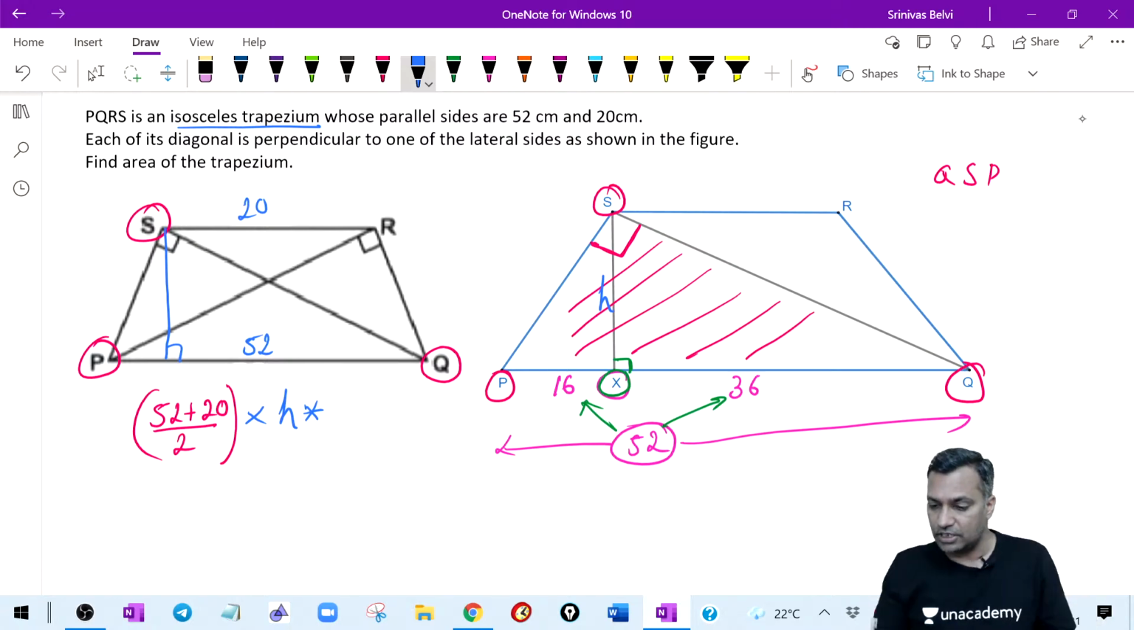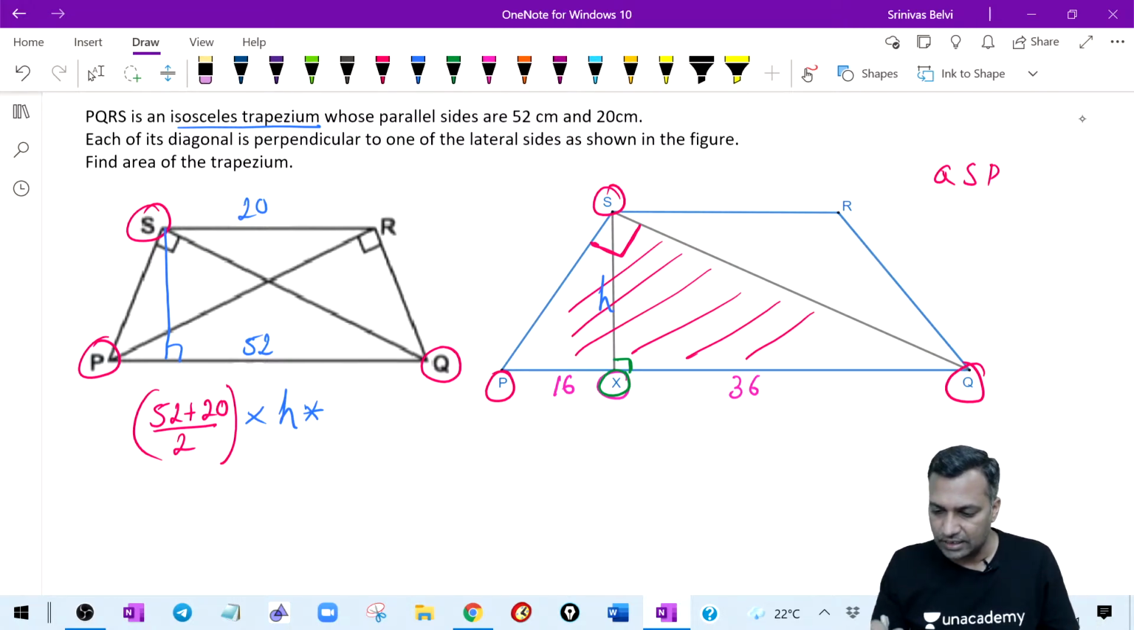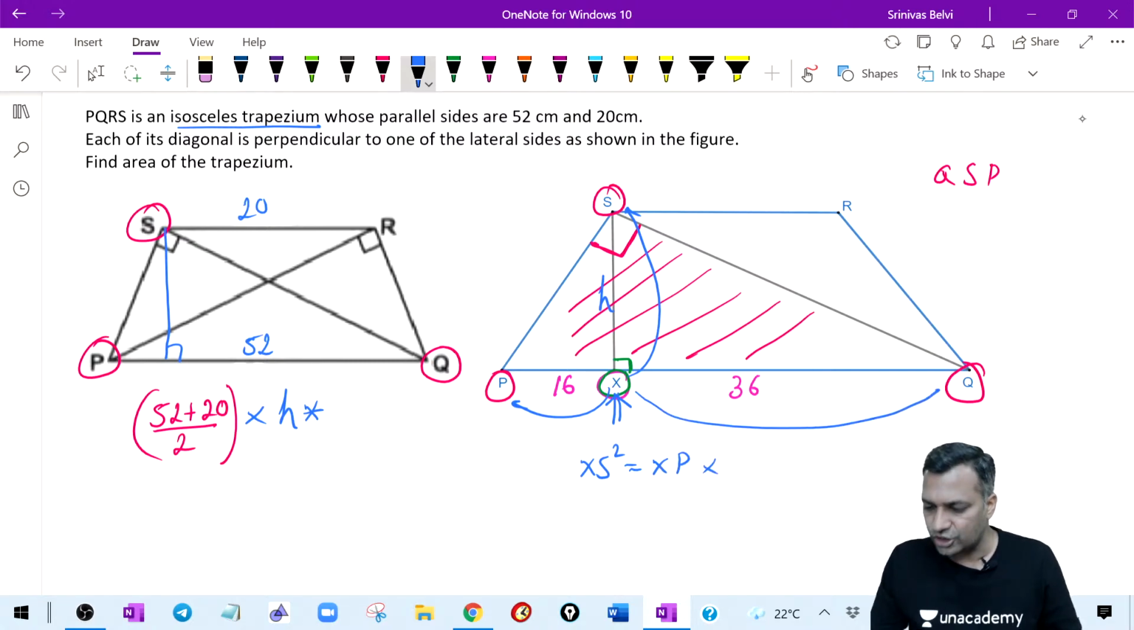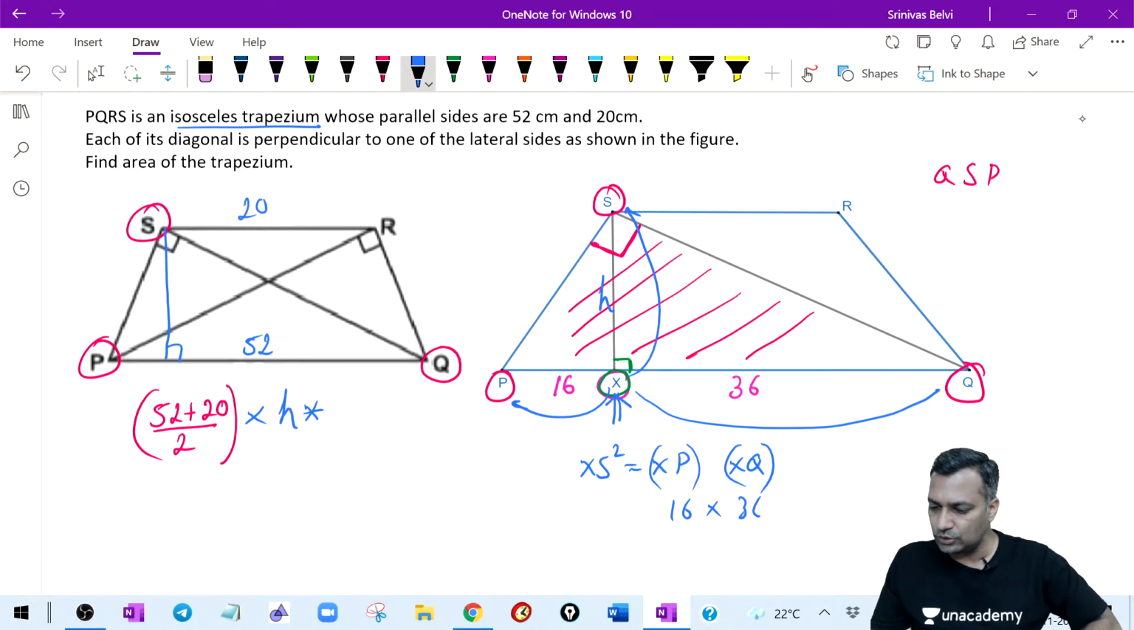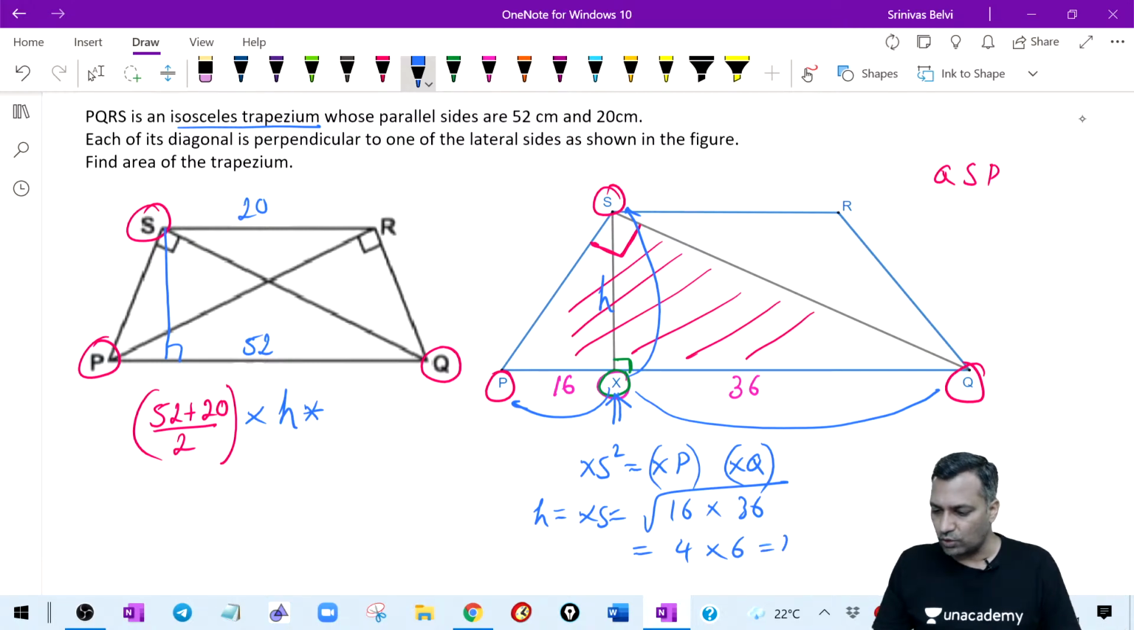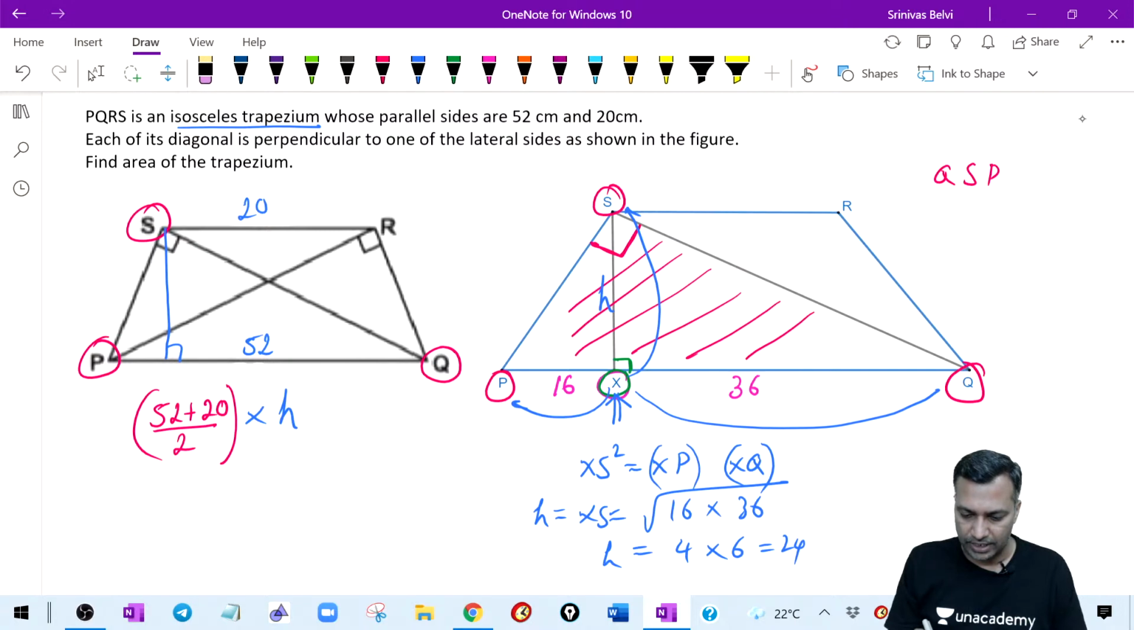Now I apply the concept that I already learned. I will take X as the critical point. Therefore, XS whole square is equal to XP into XQ. Do I know the XP value? 16. XQ value is 36. Under root, what is my XS, nothing but my height, which is nothing but 4 into 6, which is 24. So 24 units is the height. Come back, multiply this by 24 in place of height, and you get the answer.